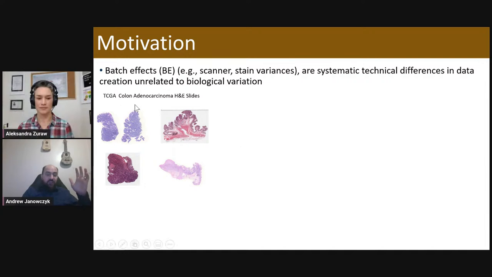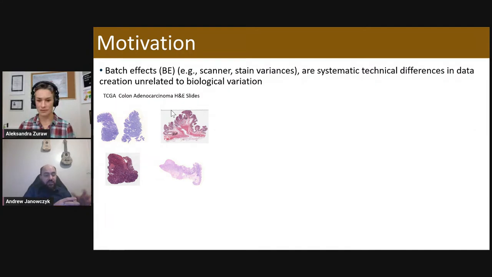So for example, here, these are whole slide images from the Cancer Genome Atlas. These are colon cancer cases. These are all colon tissue. They're all stained with H&E. Why does this one look blue and this one look very light and this one look kind of pink and this one look more dark and more purple, right? These are because of batch effects. They were built at different sites. They were stained with slightly different protocols, but this isn't related to the disease itself. It's not related to the tissue itself. It's related to how that data was fundamentally generated from the onset.